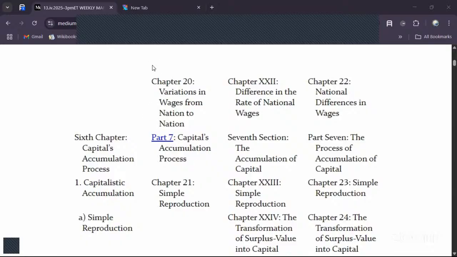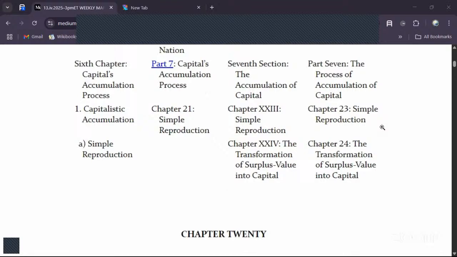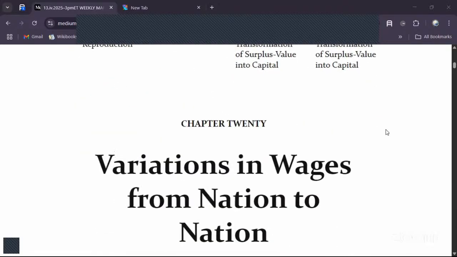So we're looking at today variations in wages from nation to nation and simple reproduction, chapter 21, which, you can see in the table, the equivalent is chapter 22, national differences in wages, in the last English version, and chapter 23, simple reproduction. And next week we will carry on with transformation of surplus value into capital.